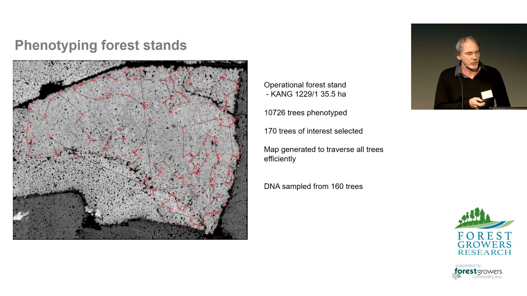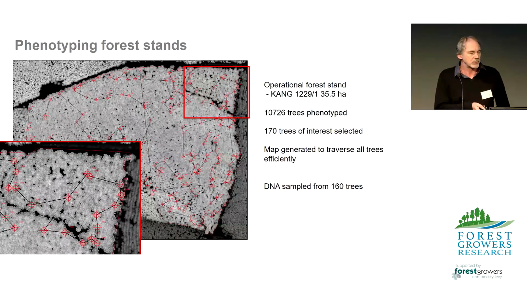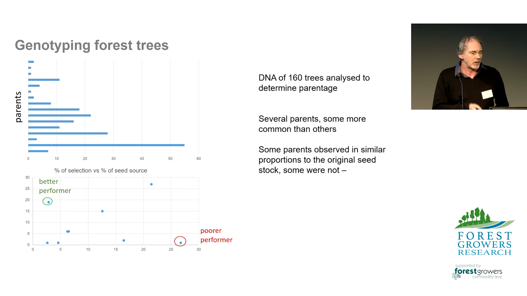So those trees were dotted all over the stand, and we generated a map to have a relatively efficient traverse from tree to tree, because they were pretty randomly spaced around the stand. And then each tree was visited and DNA was sampled from them. Very briefly, talking about the work that Natalie Graham carried out, the DNA was then carried through pretty advanced methodology that I don't understand to determine the parentage of those trees.